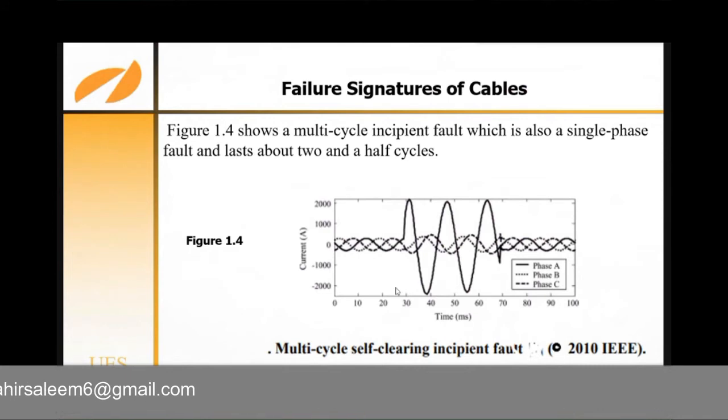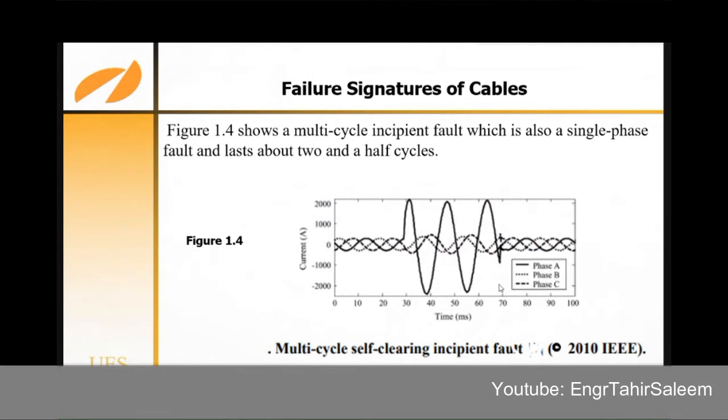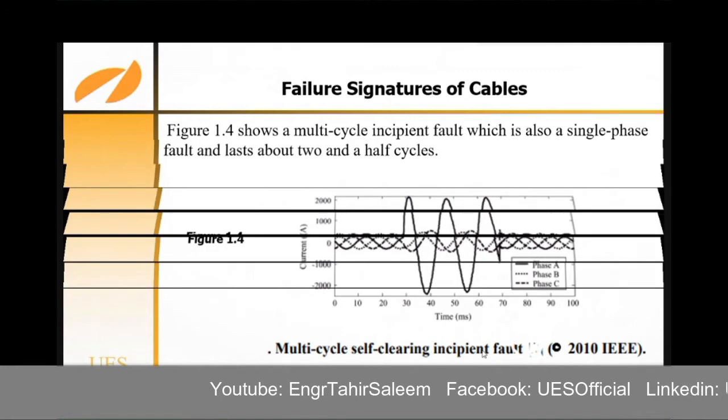Now, multi-cycle self-clearing incipient fault. Here a fault has occurred, and that is also an incipient fault, but it has not lasted for one cycle, but for more than one cycle. So that's why it's called a multi-cycle self-clearing fault.